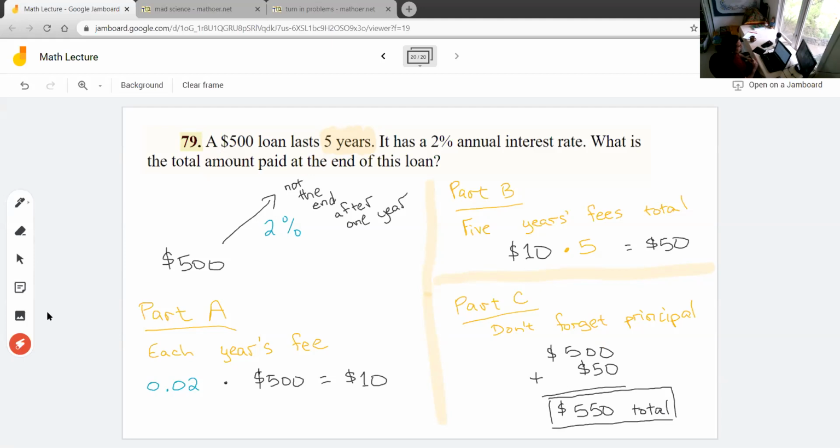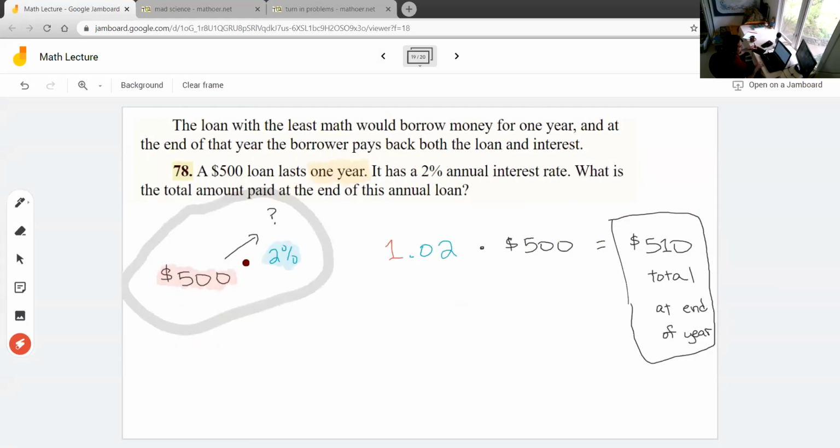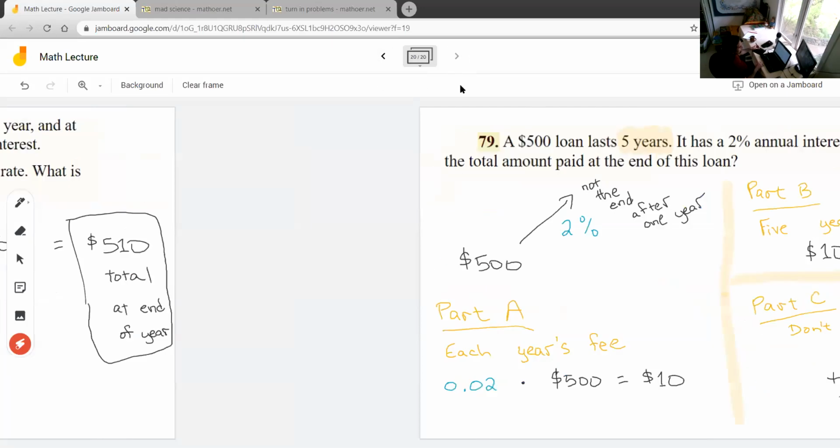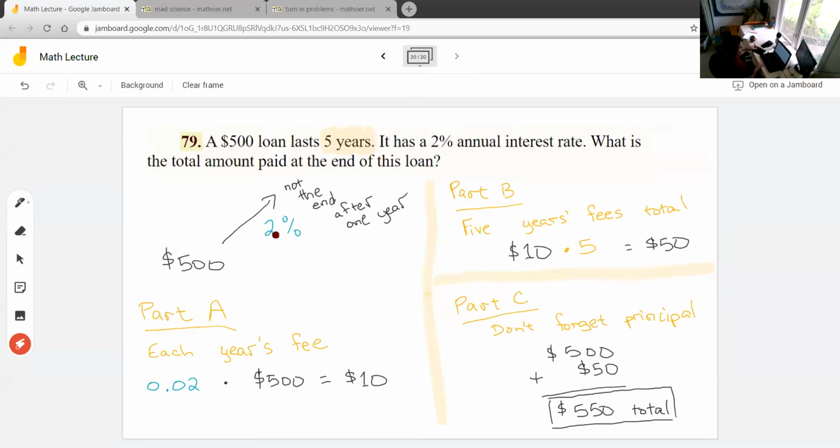So not too bad, but we're getting to lots of steps. None of this math was hard, but there's just lots of places to make a careless error. When there's more than 1 year, we can't use our friendly 1+ trick. We have to find the change as a dollar amount. 2% of 500 is 10. We have to say that happens 5 times because there's 5 years. And then we have to put the whole interest fee combined with the principal. And at the end of the 5 years, you pay that back to the bank.